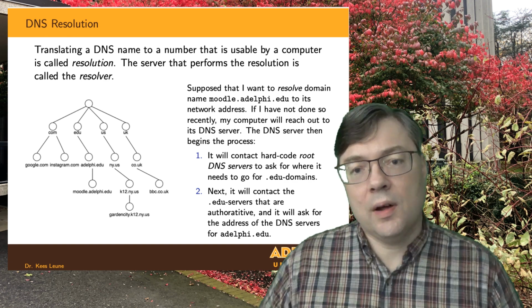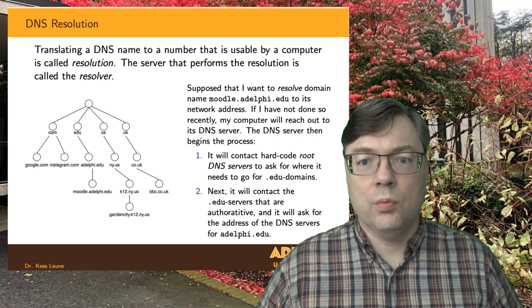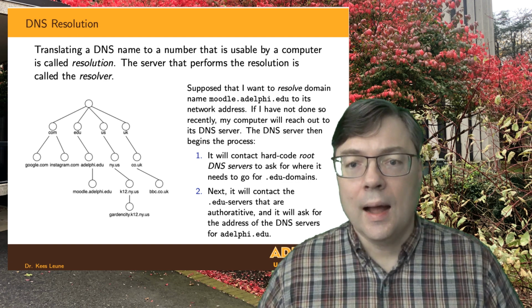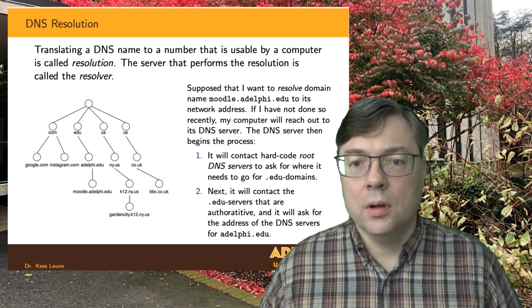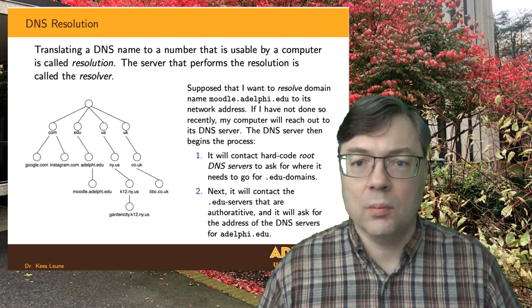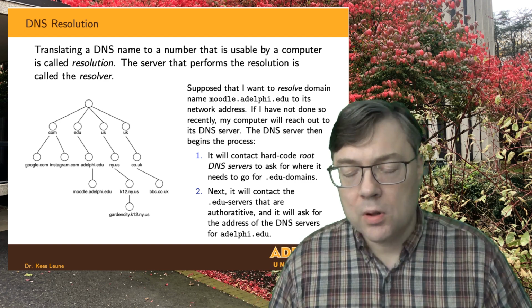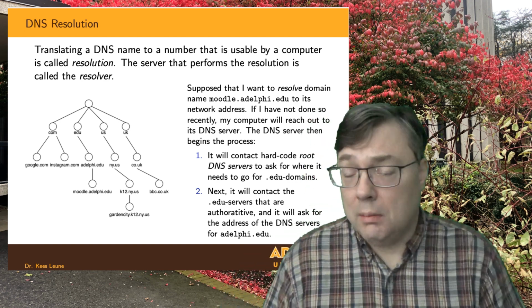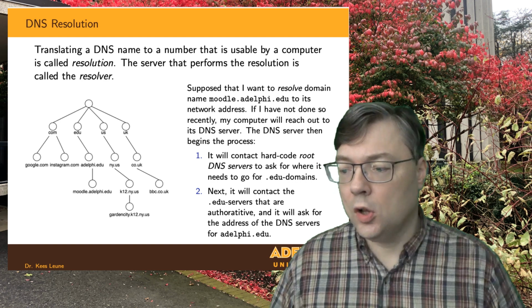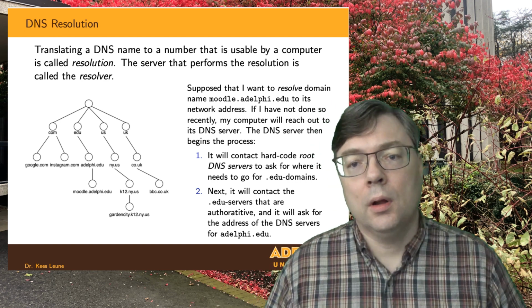And so that means that if I want to resolve moodle.adelphi.edu to an IP address, I go ask that question of the DNS server. Like, hey, local DNS server, tell me what this is. But the local DNS server is likely going to say, I don't know. But it can find out. It can start looking for the answer.